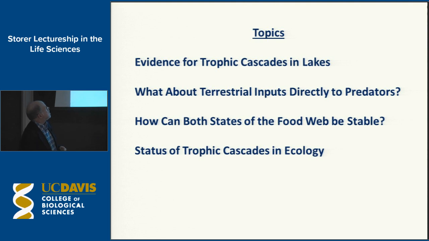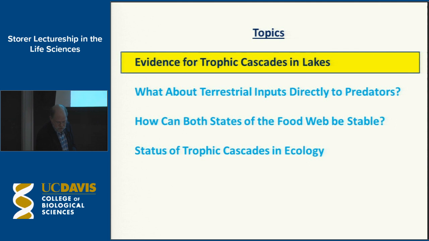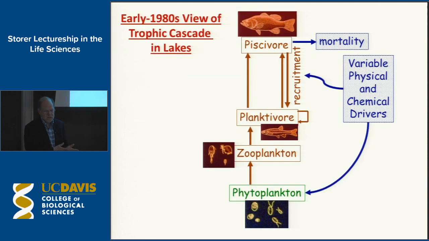I want to talk a little bit about terrestrial inputs directly to predators, which I think is an important unresolved issue. I want to talk a little bit about alternate stable states and try to summarize where thinking about trophic cascades is today. So first, a little bit about evidence.